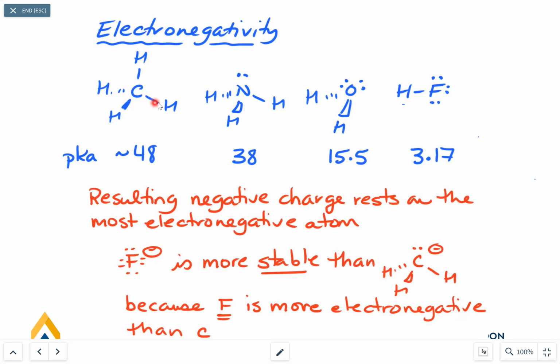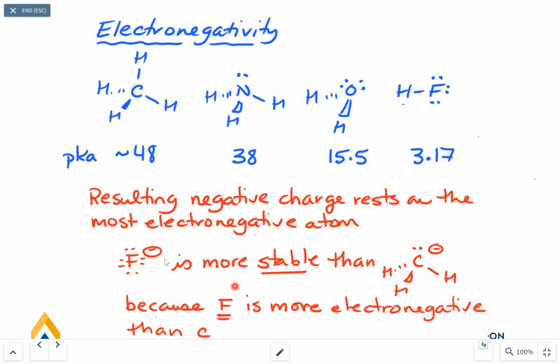One of the ways that you could look at this is, once you remove this proton and you're left with a negative charge, you can ask yourself which of these two negative charges is more stable, because the more stable negative charge will be the weaker conjugate base, and that will correspond to the strongest acid. One of the first things we talked about was electronegativity, and fluorine is more electronegative than carbon. So fluorine should be able to stabilize this negative charge way better than carbon can.